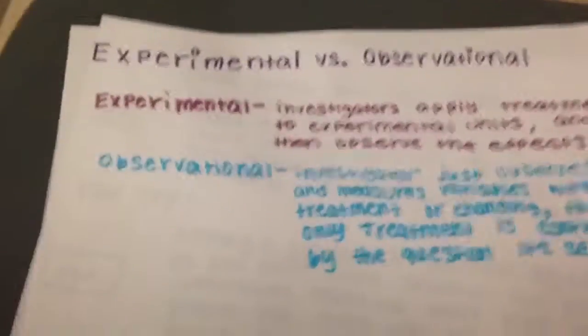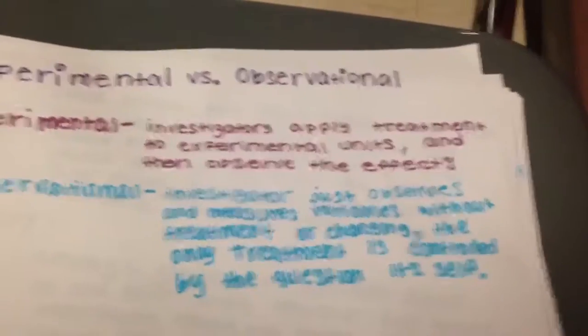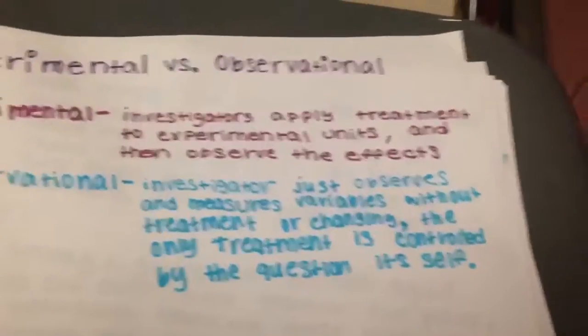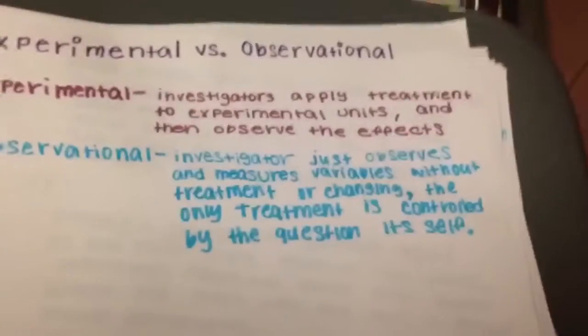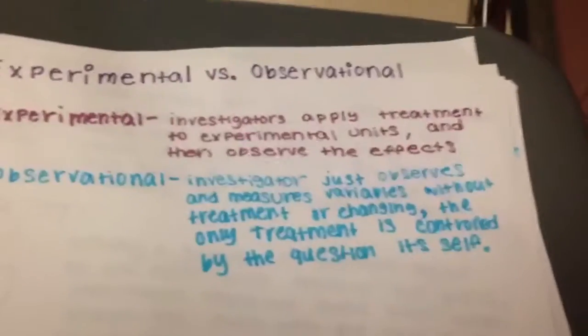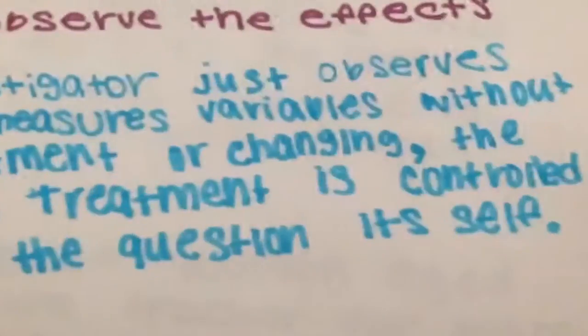Experimental versus observational investigations. Experimental: investigators apply treatment to experimental units and then observe the effects. Observational: the investigator just observes and measures variables without treatment or changing. The only treatment is controlled by the question itself.